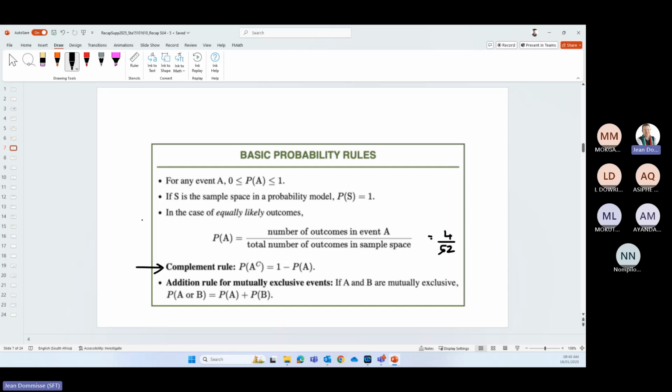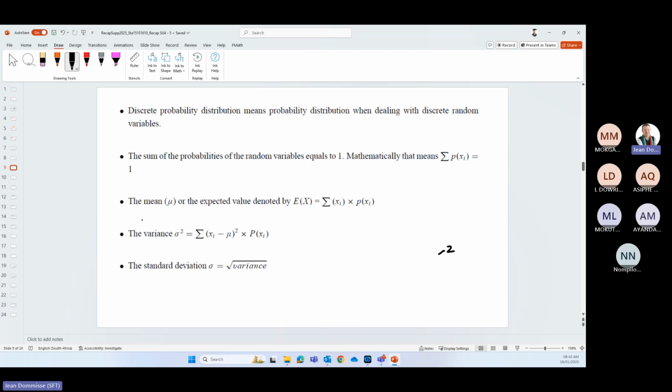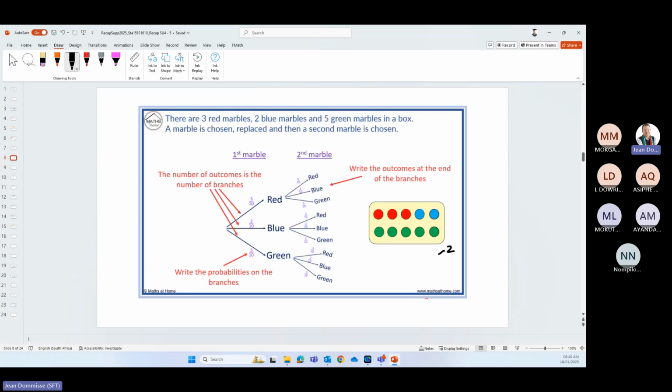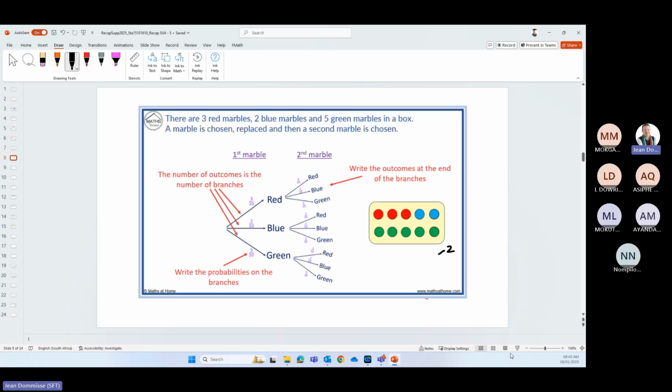So let's see what else is important from a probability point of view. I think those are the most important things that you guys need to know. Interesting how this now actually went over a few.